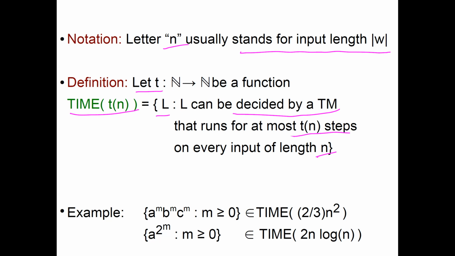For example, a to the m, b to the m, c to the m is in time 2/3 n squared. Note how I use the letter n to indicate the input length. And the language a to the 2 to the m is in time 2n log n.